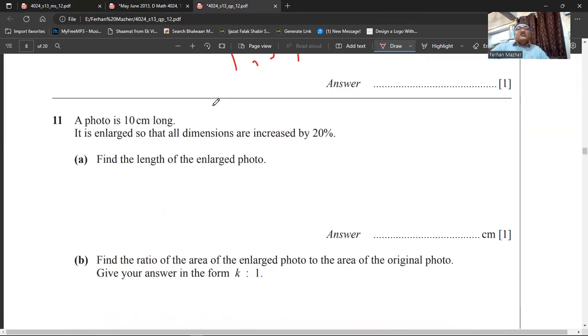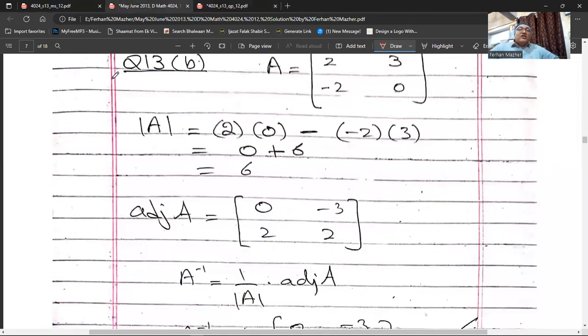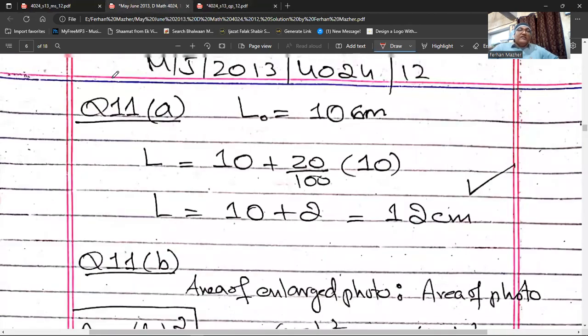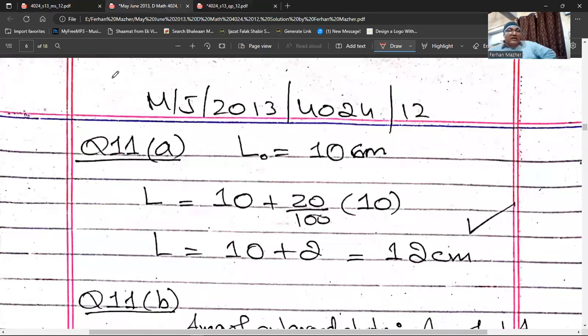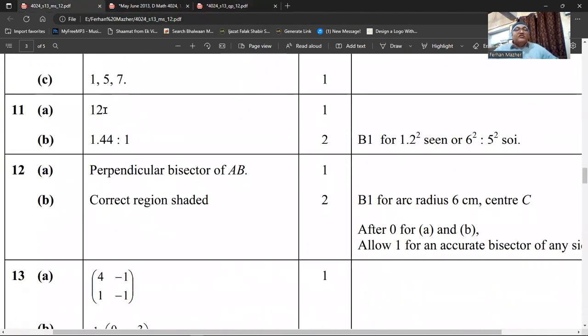Now we have the next question, question number 11, A part. A photo is 10 centimeter long. It is enlarged so that all dimensions are increased by 20%. Find the length of the enlarged photo. The original length is 10, and the new length is 20% more. So that length will be 10 plus 20% of 10. That is 10 plus 20 by 100 into 10, which is 10 plus 2, that is 12 centimeter. So our answer is 12 centimeter, which is right.